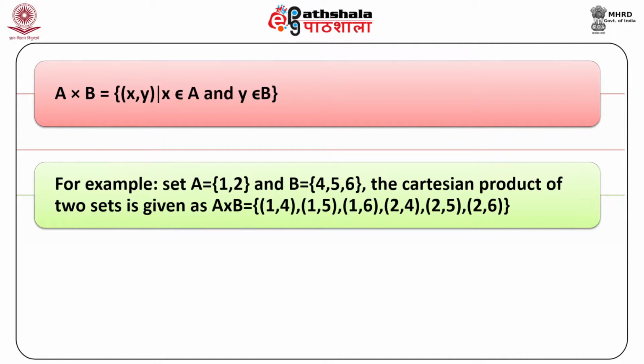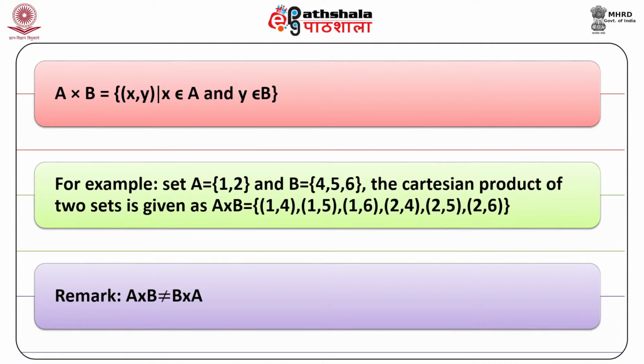Let us take an example. If A is the set {1, 2} and B is a set with three elements {4, 5, 6}, the Cartesian product of these two sets is A cross B equal to {(1, 4), (1, 5), (1, 6), (2, 4), (2, 5), (2, 6)}. An important remark is that A cross B is not equal to B cross A.